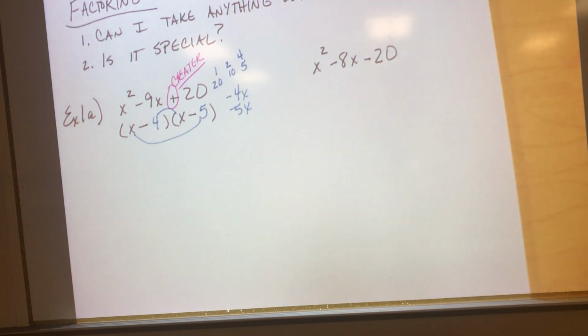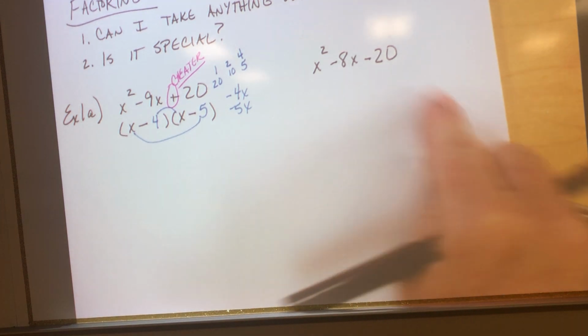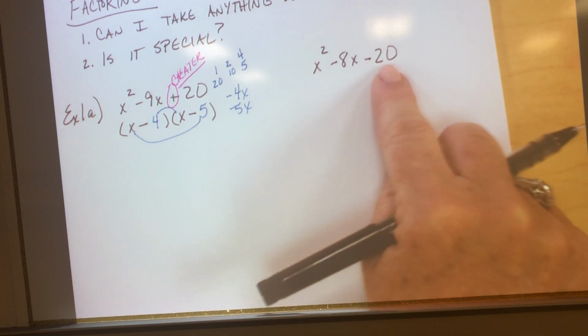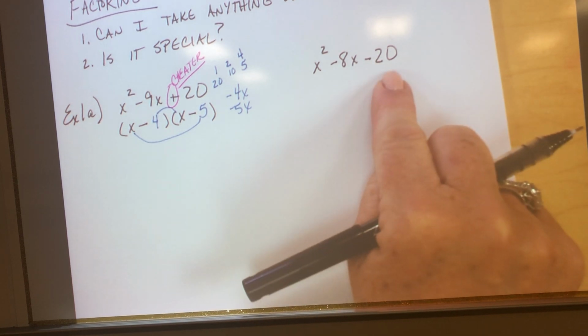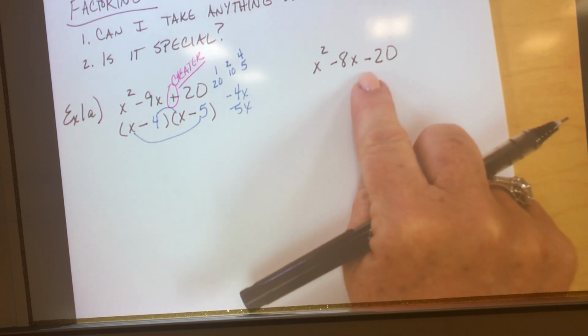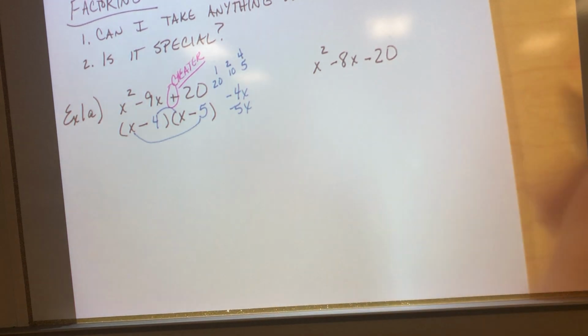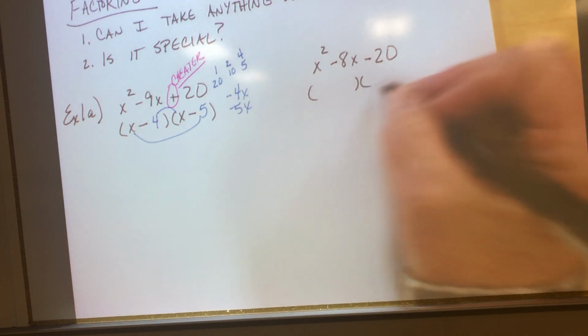Okay? First thing I'm going to ask myself, can I take anything out? Can you pull anything out of all 3 of these terms? This is a trinomial. It has 3 terms. Remember that terms are separated by plus and minus signs. Okay? So can you take anything out of all of them? No. So that means he factors like this.